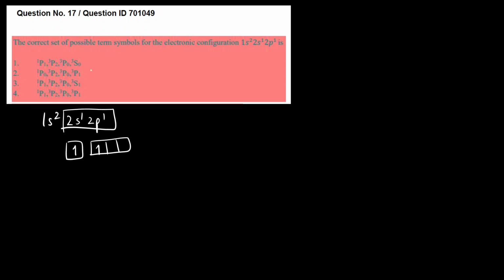For finding out the possible term symbols, we have to find out the possible values of L, the possible values of S. First we find out the total spin, and then the possible values of spin multiplicity, and the value of J. What is the general form of the term symbol? It is spin multiplicity, then the ground state term, and then the value of J.